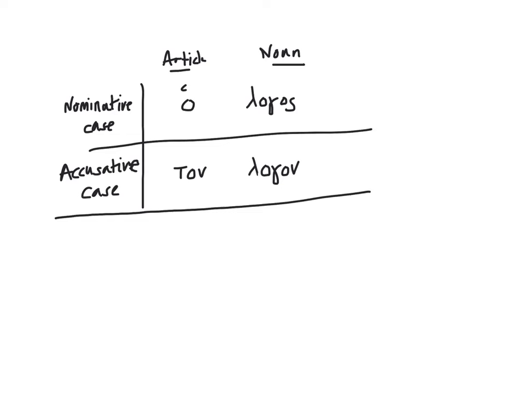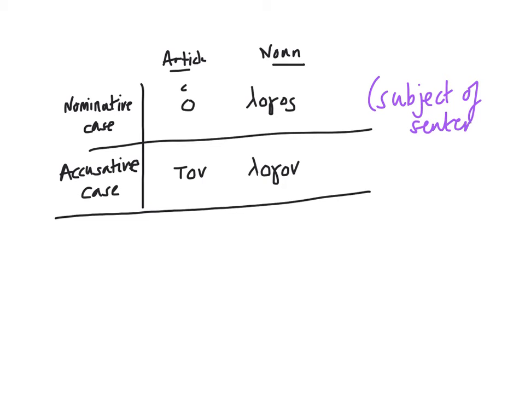So what's going on here? Well, one thing that you may have noticed is that there are 2 different forms of the word "the" and 2 different spellings of these -os nouns. One form of the article and one spelling of the noun is used when that noun is the subject of the sentence. That is, if it's doing the action, doing the verb.